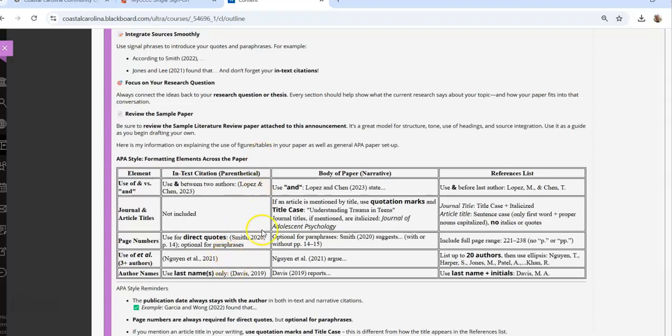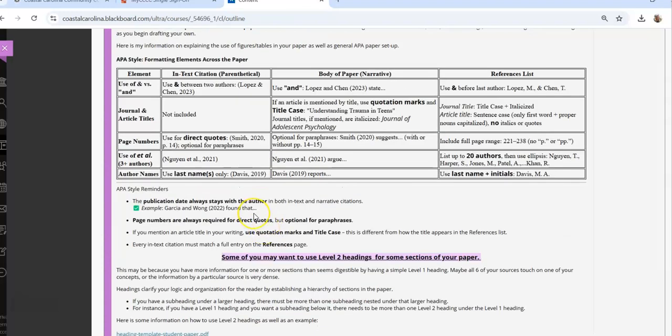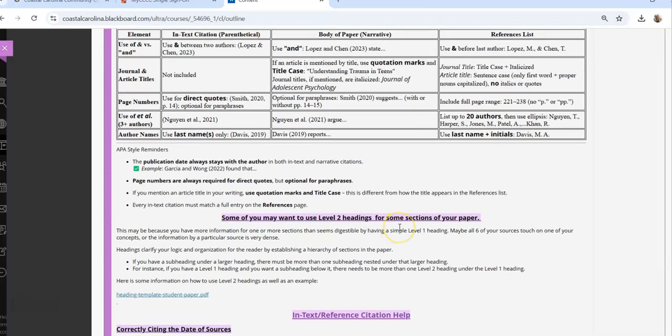Okay, so if all this information here, publication date always stays with the author. Page numbers are required for direct quotes, optional for paraphrase, but if it's a long paraphrase or of a big section, you can put it. It's probably better. Some of you want to use level 2 headings if you have very long sections with lots of information within each section. You may want to break it up.